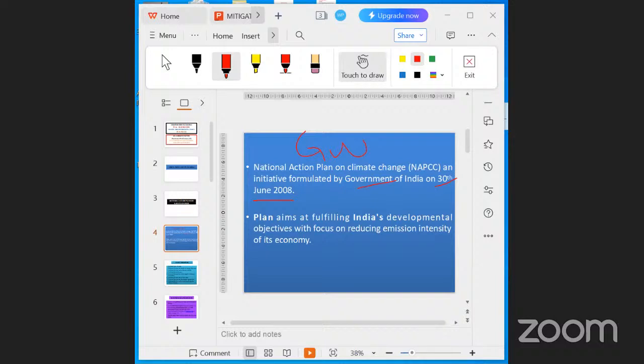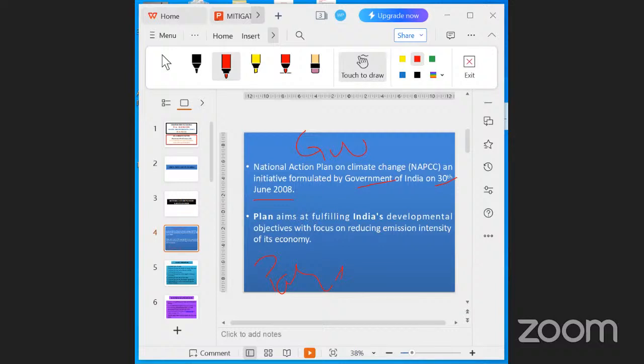So here the Prime Minister's Council on Climate Change is in charge of the overall implementation of this plan. Please remember this, okay? So it is a major plan to fight climate change, right? And to fulfill India's obligations internationally, okay? For example, India has signed the Paris Agreement, right? Paris Agreement deals with the fight against global warming.